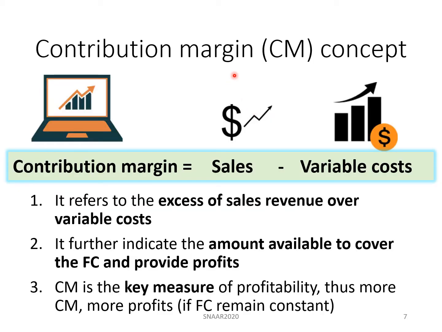The marginal costing is using this contribution margin concept where the contribution margin equals to sales tolak dengan the variable cost. So, the contribution margin, it refers to the excess of sales revenue over variable cost. So, this contribution margin akan provide the indication about the amount yang available untuk cover the fixed cost and also to provide profits for the company. So, the CM is a key measure of profitability. Thus, bila lebih banyak contribution margin, lebih banyaklah profit, provided that the fixed cost remain constant.